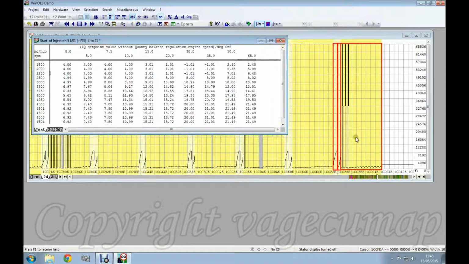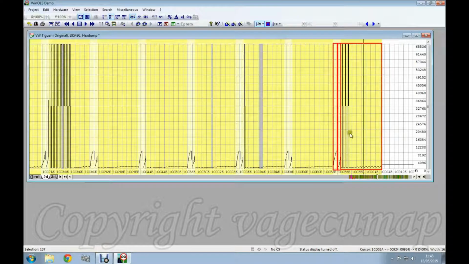Another one. Not quite so much here. Not quite as extensive there. So what do all these maps represent?